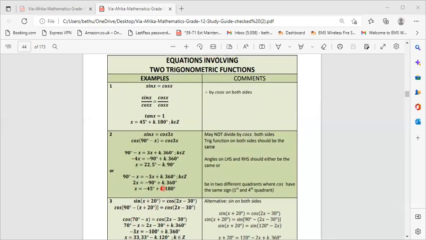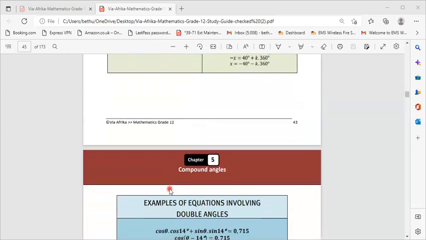So I now trust and believe that after this session, you're able to get the general solution, number one, and also you're able to solve equations that involve two trigonometric functions. Give yourself a chance to practice this. Remember, we learn maths by practicing. So kindly do that.